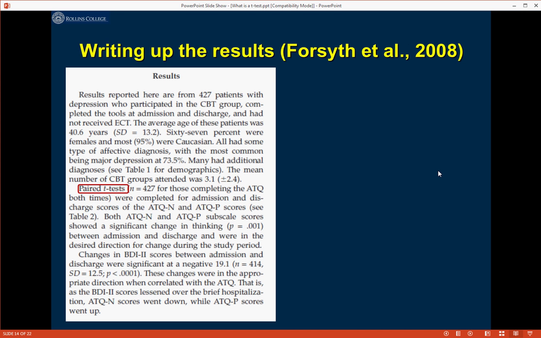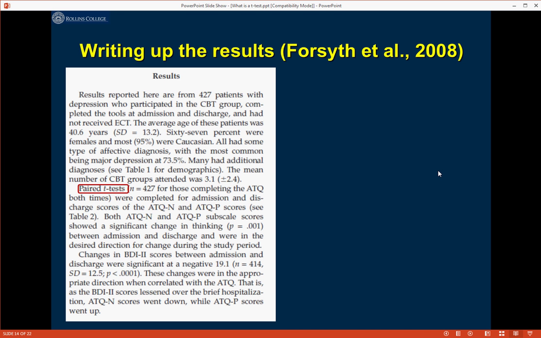67% were females and most were Caucasian. All had some type of affective diagnosis, with the most common being major depression. Many had additional diagnoses. See the table that we just looked at. The mean number of CBT groups attended was 3.1. So they didn't attend a ton of CBT group sessions, but they attended a few.